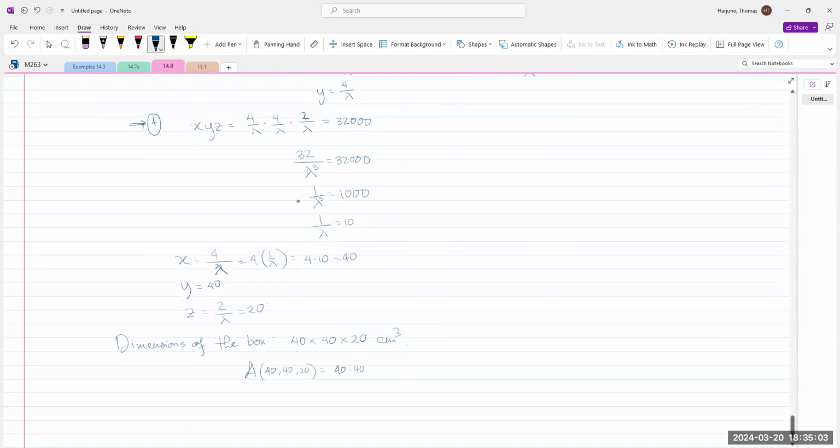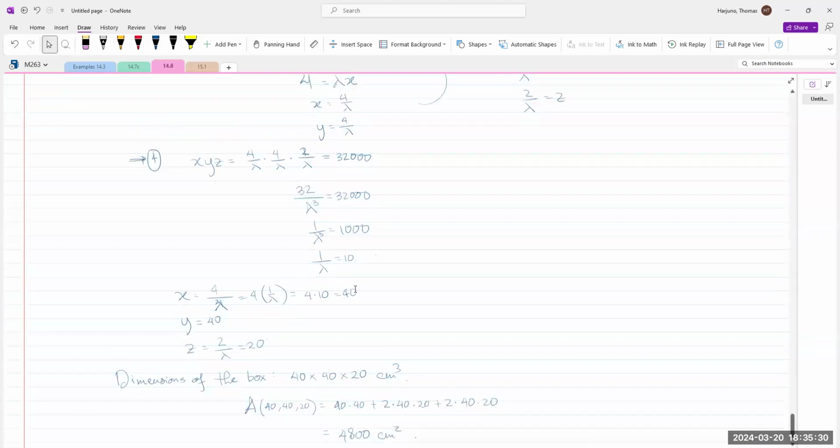xy plus 2 times xz plus 2 times yz, right? That is 1600 times 3, 4800 centimeters squared. That's the minimum area required to construct such a box.